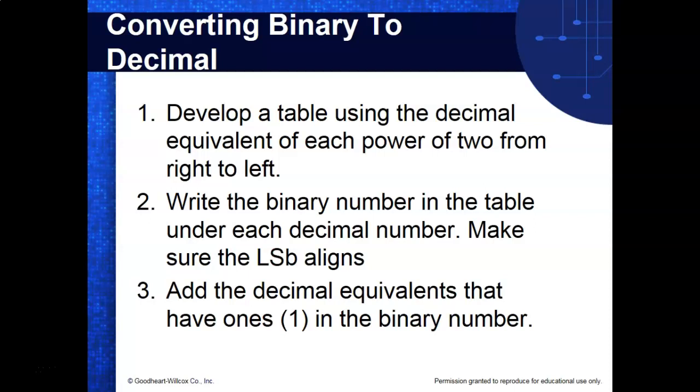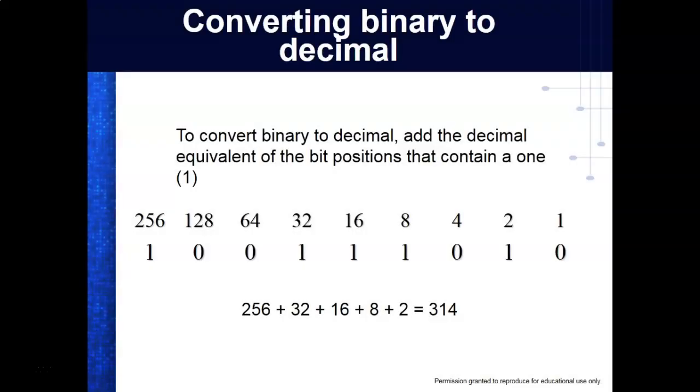So how do we convert from binary to decimal? We develop a table using the decimal equivalent of each power of 2 from right to left. Write the binary number in the table under each decimal number. Make sure the least significant bit is aligned with the least significant bit. Add the decimal equivalent that has ones in the binary number. So we just make a chart, just like I did. Start with what? For some reason, people want to start with 0, but we start with 1. And then we do what in the binary number system? We just double it every time.